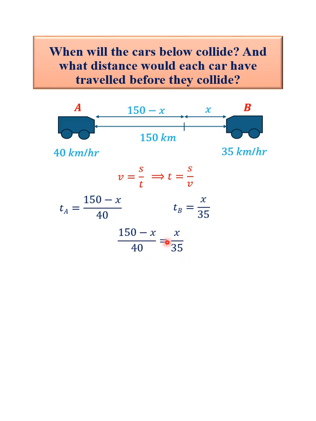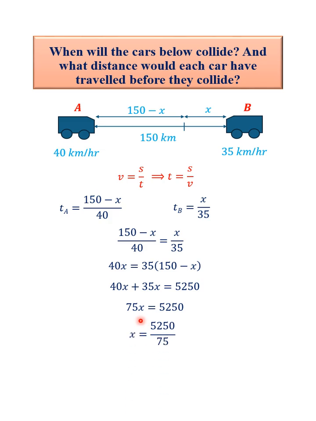By cross multiplication, 40 times x gives us 40x, while 35 times this gives us 35 into 150 minus x. Opening up this bracket, we have 40x equals 5250 minus 35x, because 35 times 150 is 5250. 35 times negative x is negative 35x. When it crosses over, it becomes positive 35x. So 40x plus 35x is definitely 75x, and that's equal to 5250. To obtain x, we divide both sides by 75. That gives us x equal to 5250 divided by 75, and x equals 70 kilometers.